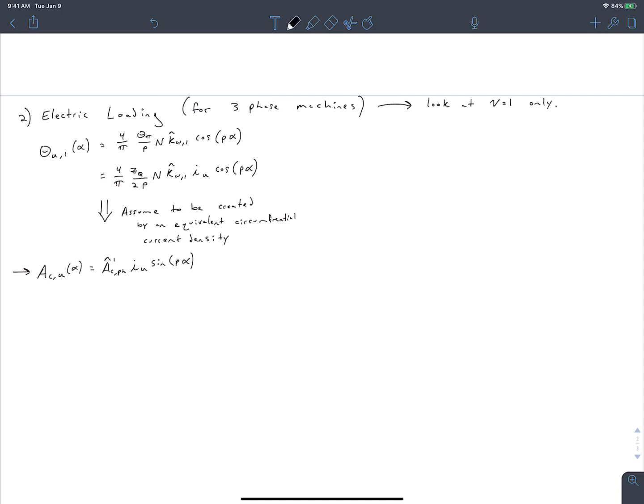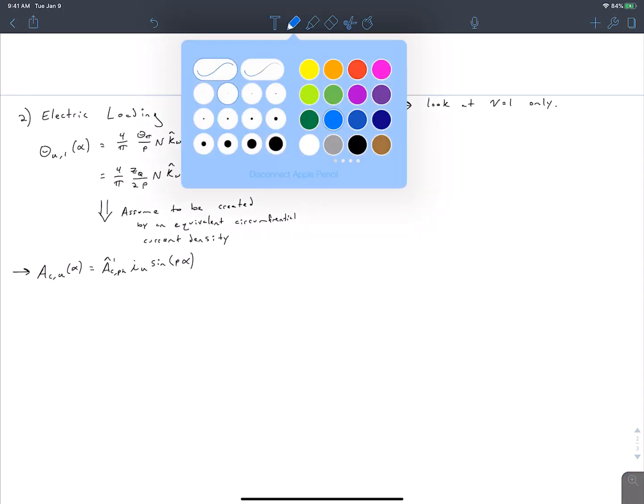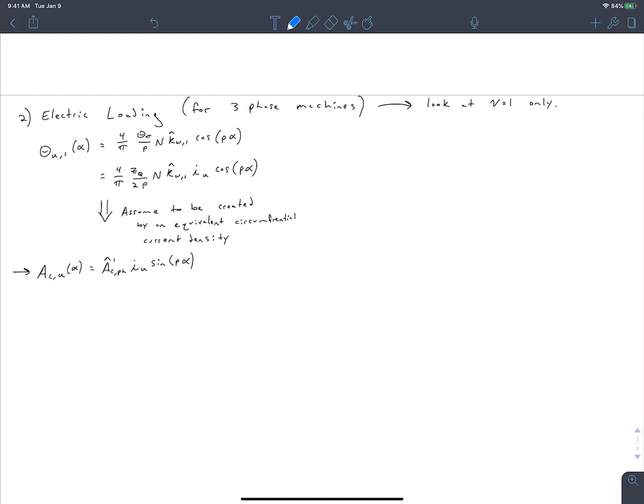So I've written this out just for one phase winding, but we would do the same thing for phases V and W, just shifted by 2 pi by 3. So for example, phase V would look like this.